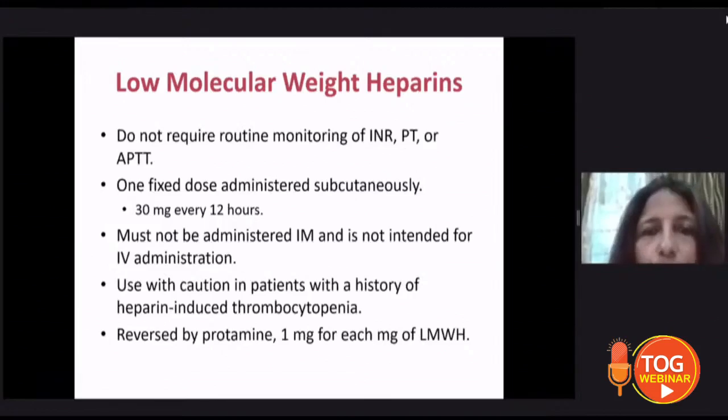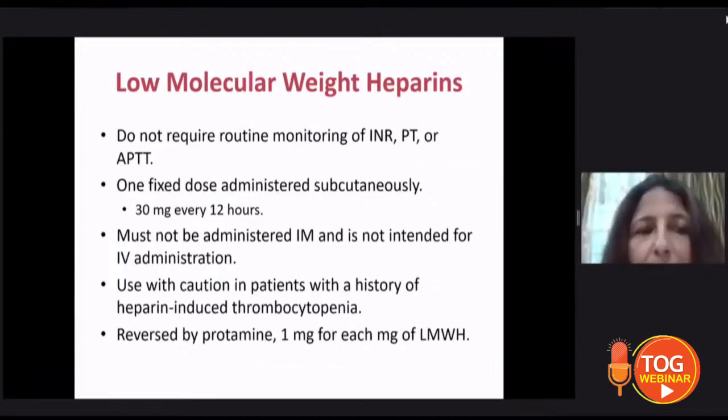So what are the advantages of low molecular weight heparins? They do not require routine monitoring of INR, PT or APTT. One fixed dose is administered subcutaneously. They must not be administered intramuscularly and are not intended for IV administration, and they should be used with caution in patients with a history of heparin-induced thrombocytopenia. This is again reversed by protamine.